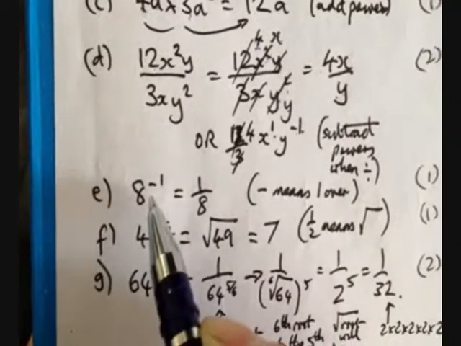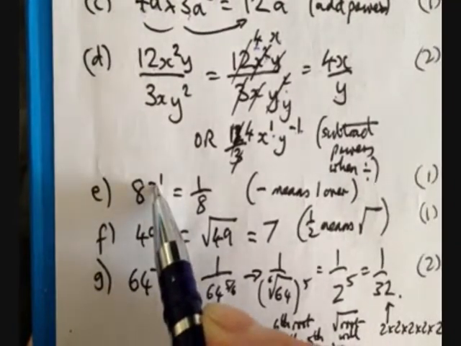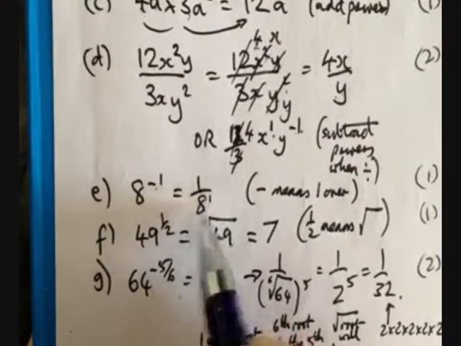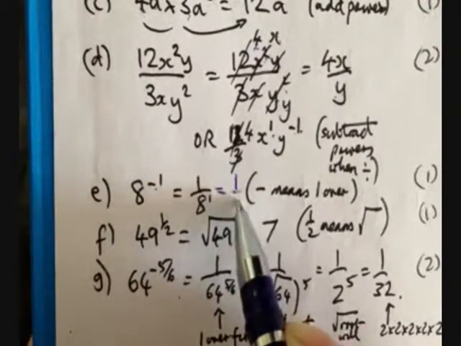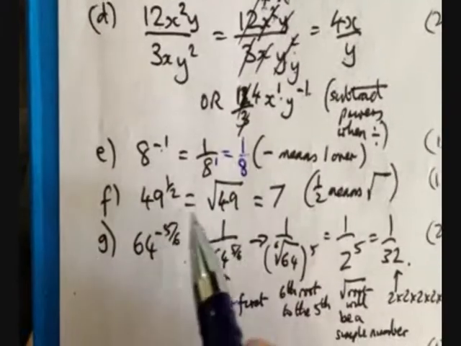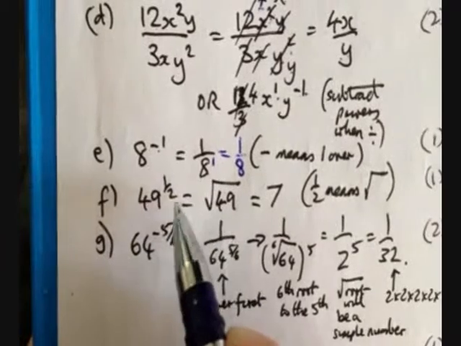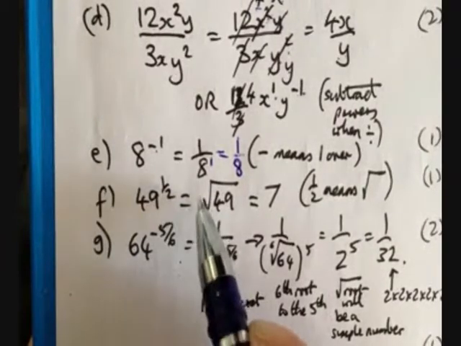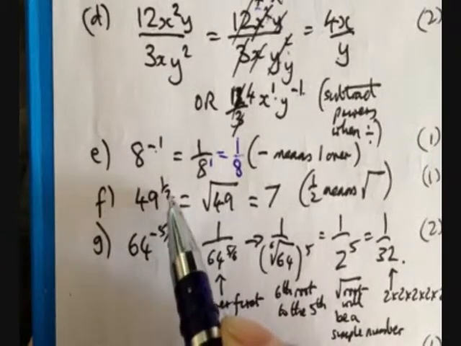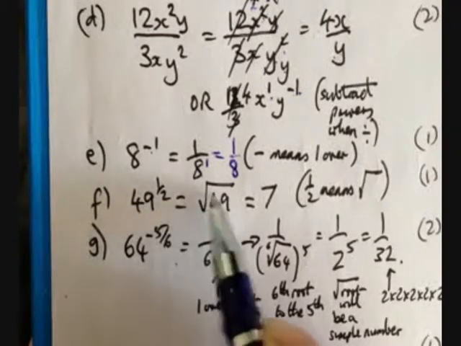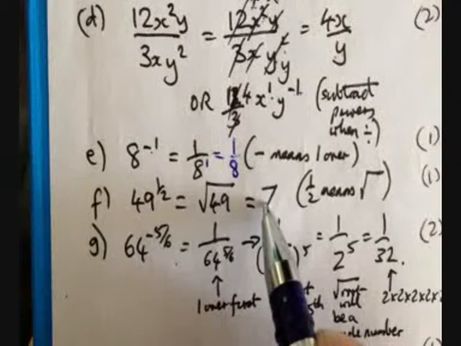Another little favourite, simple, a minus power means 1 over it, so 1 over 8. In this case to the power 1, which is simply 1 over 8. 49 to the half means a square root. Got to learn this. The power half means square root. If it's a third, it would be cube root. If it's a quarter, it would be fourth root. This is square root. Square root of 49, answer 7.